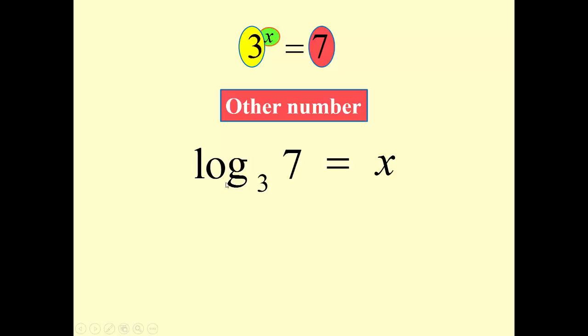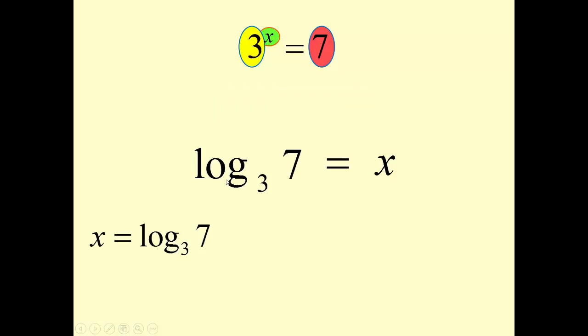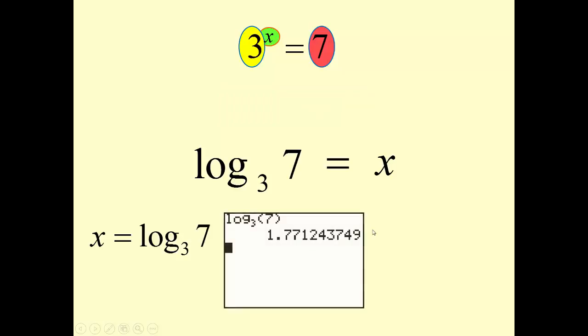Now, if we need a decimal value for that answer, we need to learn how to type that into our calculator. On the TI-84, you use the green alpha key, the window key, and the log base key to get to the LOG template where you can enter the base and the other number.